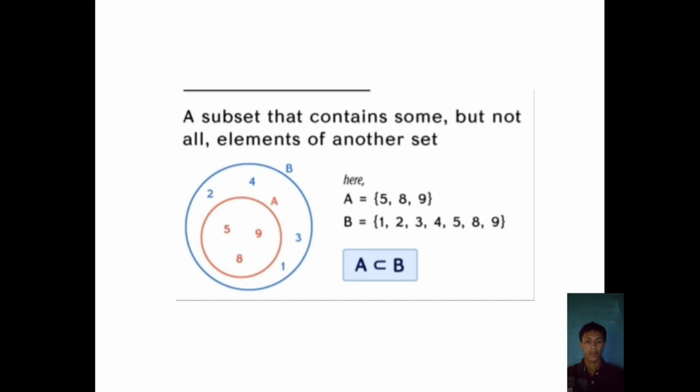So set A is having the three elements which is 5, 8, and 9. And for our set B, the elements present are 1, 2, 3, 4, 5, 8, and 9. So by definition, we can say that A is a subset of B. Nga naman, kay ang tanan nga elements nga naa sa A is also present on B. And also, set A is lesser than B, meaning mas larger ang B. So A is a proper subset of B.